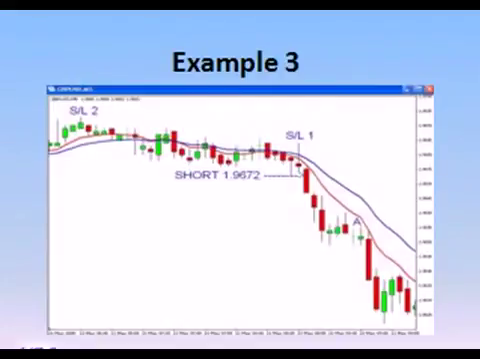This chart shows an entry short on a continuation of momentum downwards, entering short at 1.9672 here. A tight stop loss may have been placed at SL1 above the long upper shadow. A wider stop loss may have been placed at SL2 above the recent swing high. In this case it's irrelevant how wide our stop is as the trade moves quickly in our expected direction.